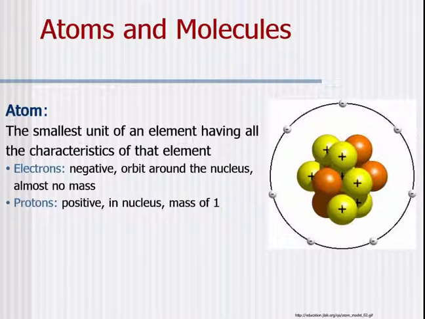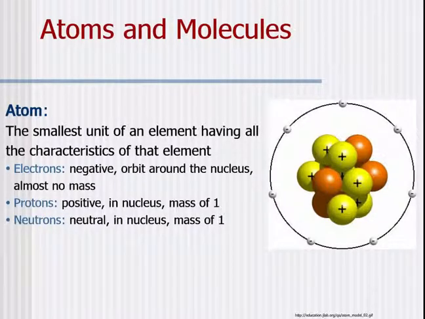The protons are found in the nucleus of an atom. We give them a mass number of 1. So they have a mass of 1, and they have a positive charge. Neutrons, as the name implies, are neutrally charged, and they also have a mass of 1. The protons and the neutrons put together are what really make the mass of the atom, since the electrons have such a negligible amount of mass.